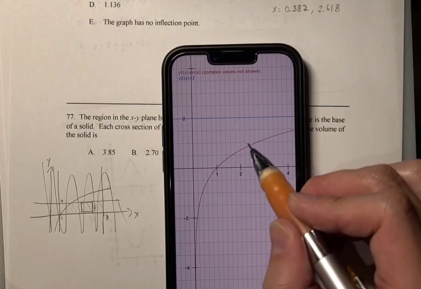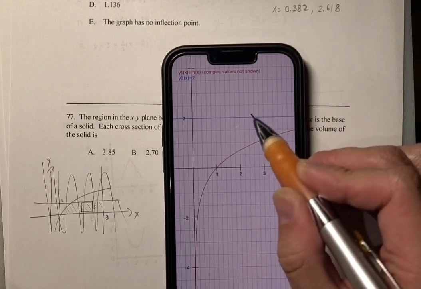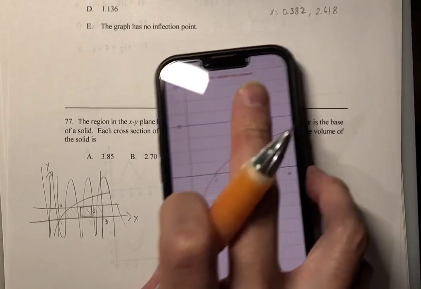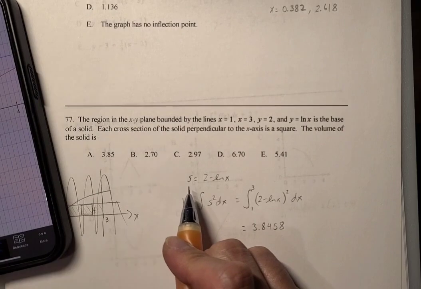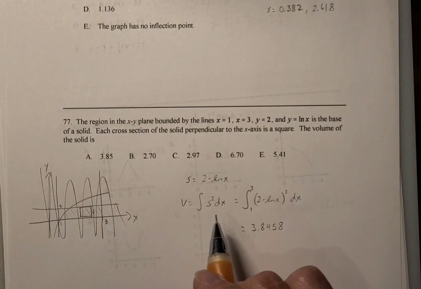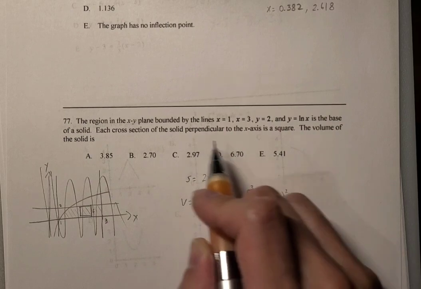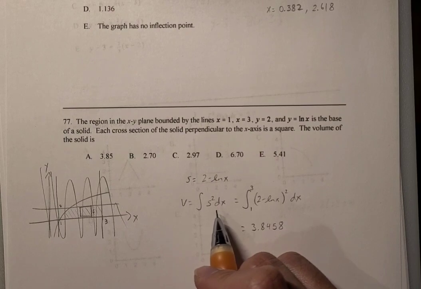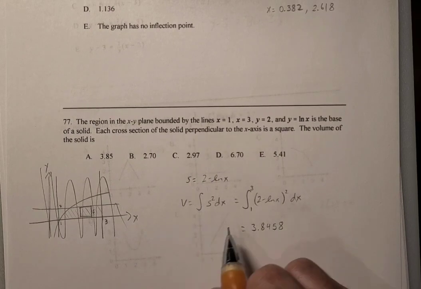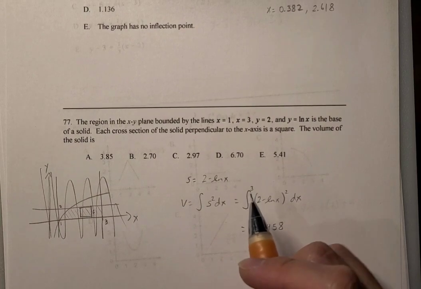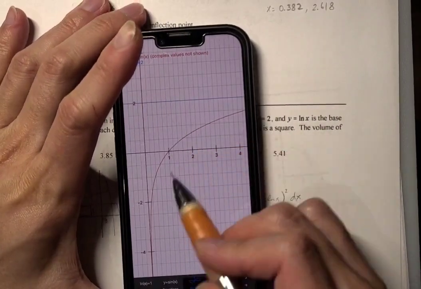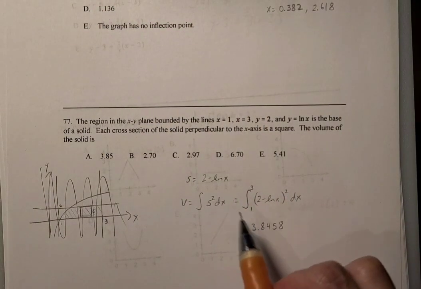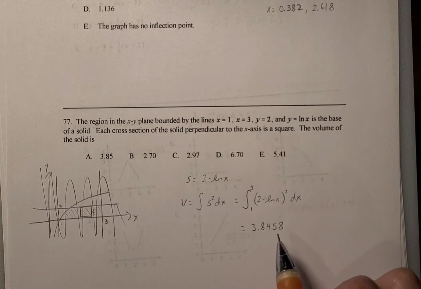So again, if I draw a representative square, it'll be like that. The length is 2 minus log x. That's the length of the side of the square. Okay, so the volume is the integral of side squared dx, because each cross-section is a square, so the area of the square is side squared, and then it has a small width dx, so side squared dx, we integrate all of them. Okay, so it's the integral from 1 to 3, because our region is bounded in terms of x by 1 and 3, of (2 minus log x) squared dx. Plug this into your calculator, you should get 3.8458.